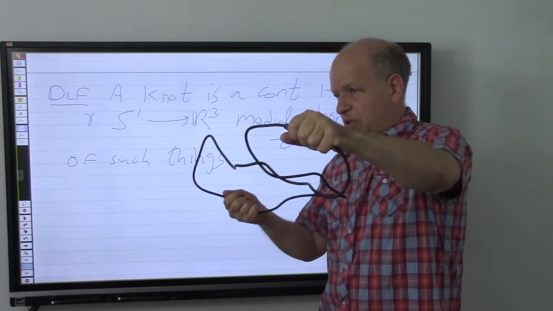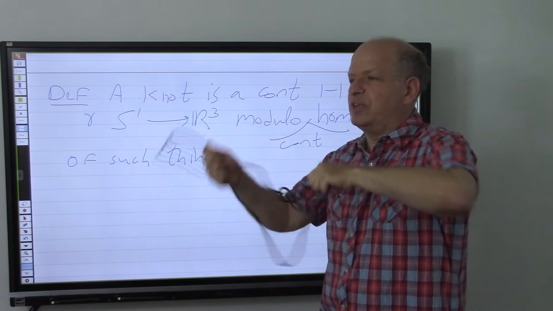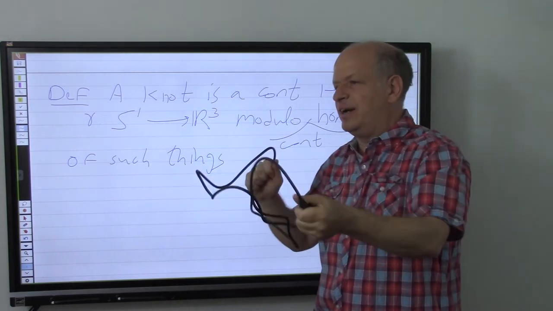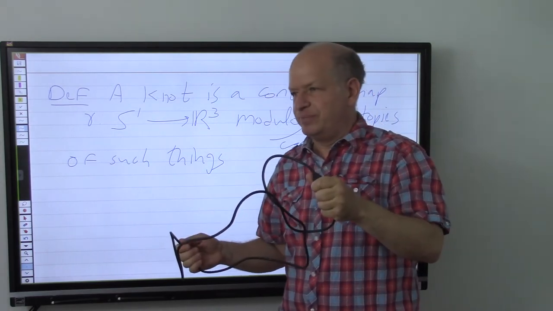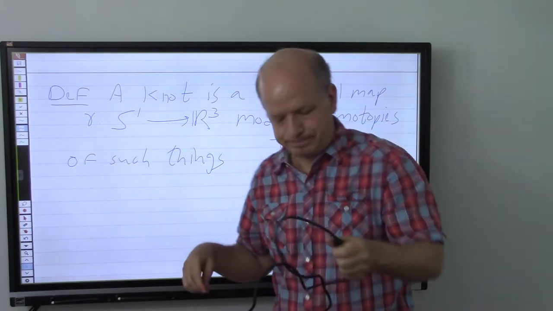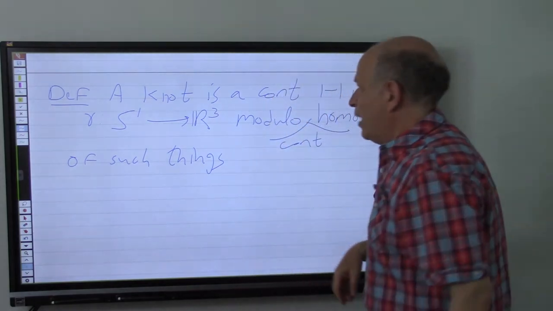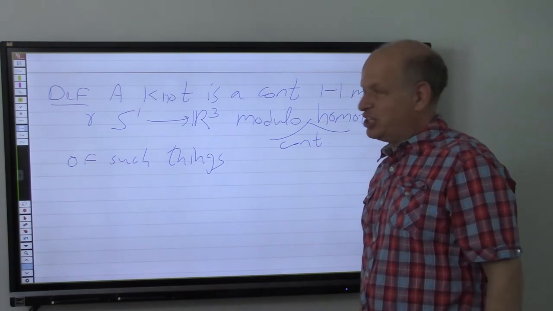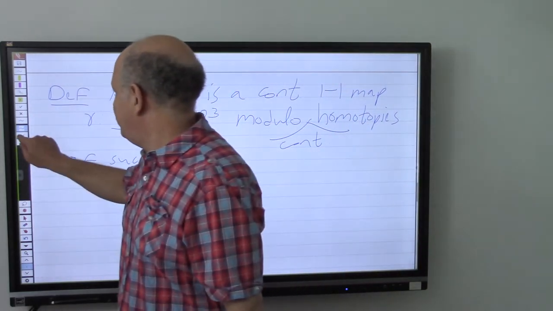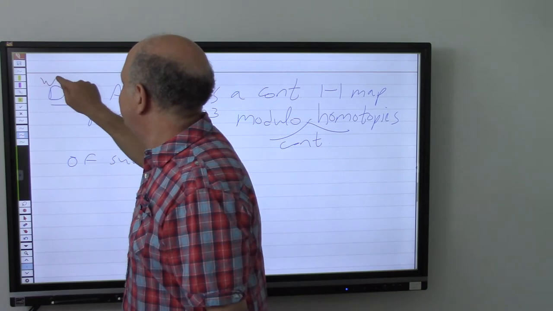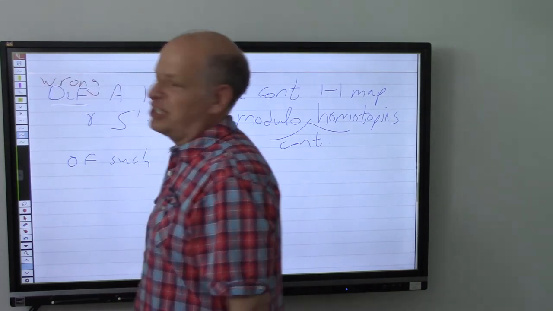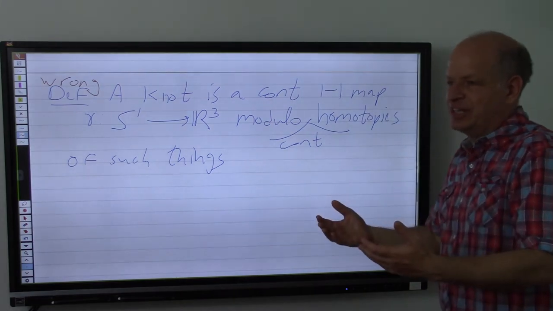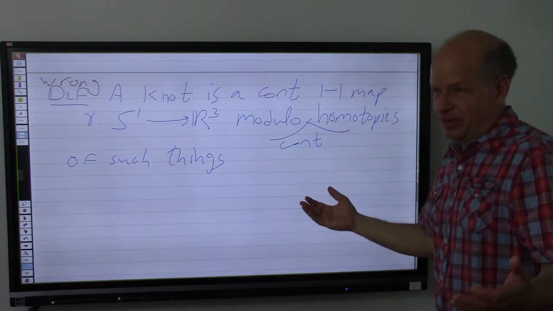Modulo deformations of such things. So two things are considered the same if you can get from one to the other via a deformation, via a homotopy. Well, so why is this lecture always skipped if I just gave it? Why is this definition always skipped if I just gave it? The reason is that this is a wrong definition. It's the intuitively natural definition, but it's completely wrong.